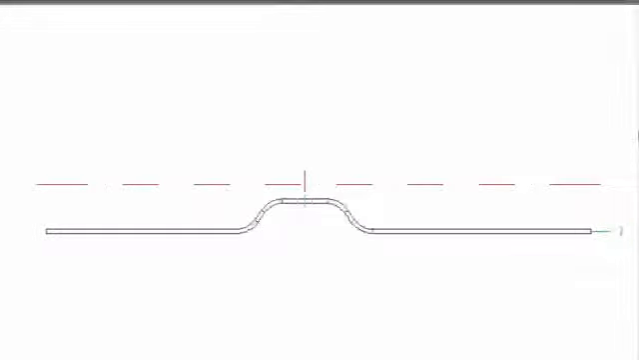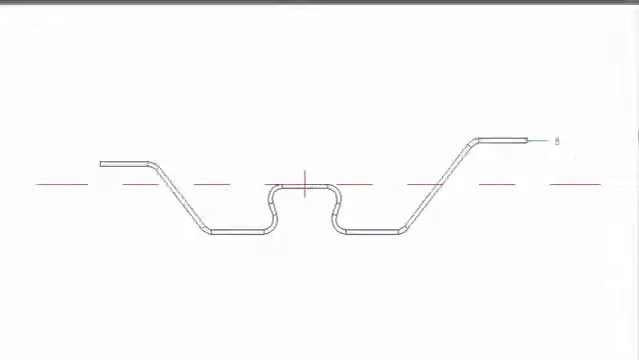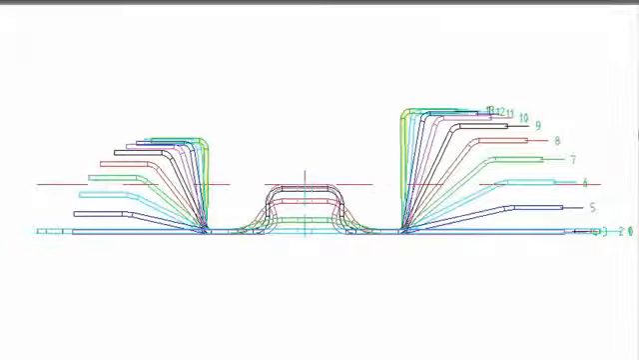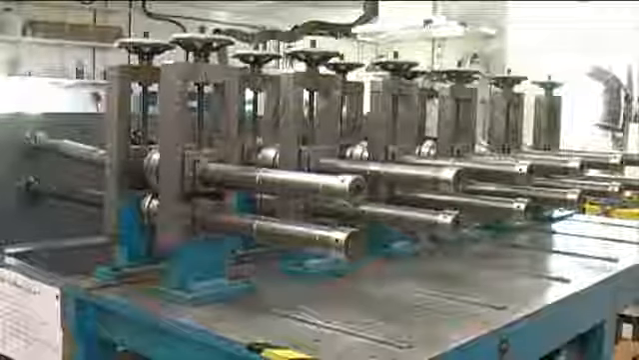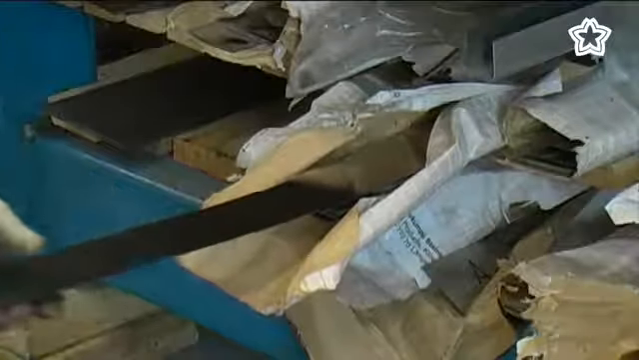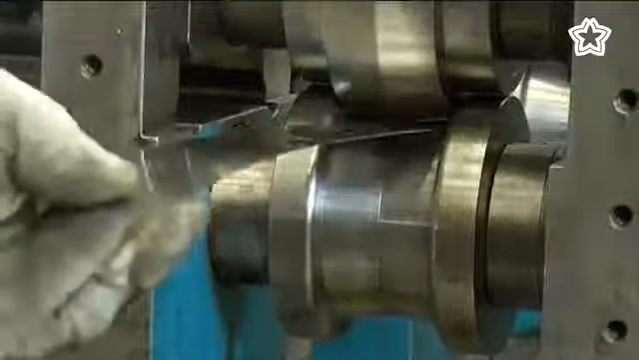The roll stands are designed so as to allow the material to undergo a gradual shape alteration. Here, the different steps are illustrated in a so-called flower pattern. This is a roll forming machine with 6 roll stands. It does not have an automatic feeder, instead it is fed manually.